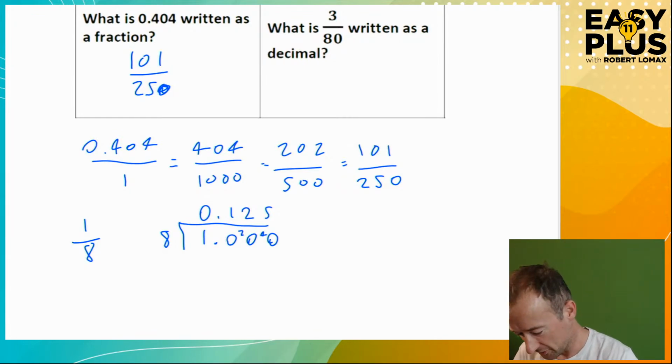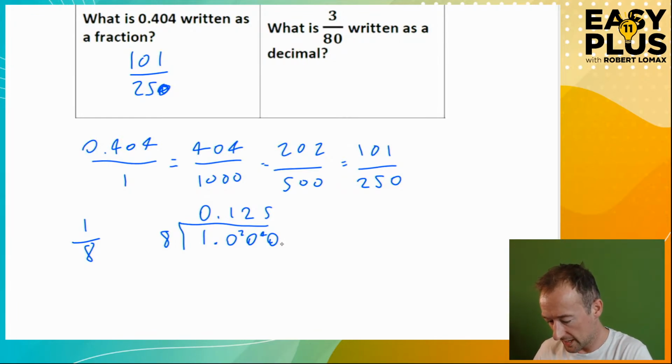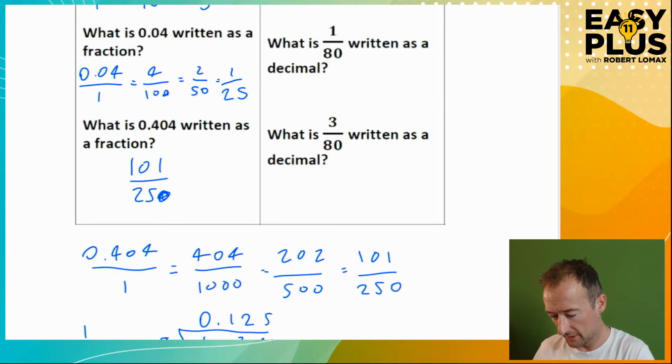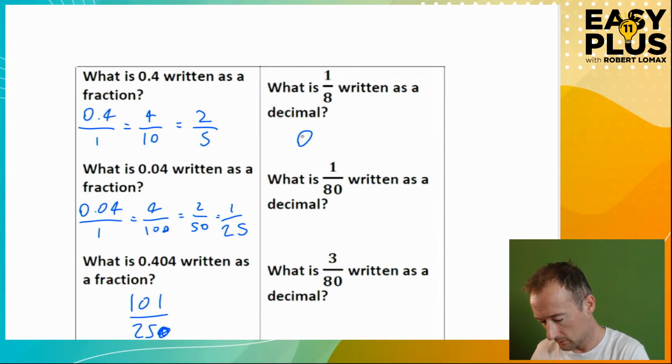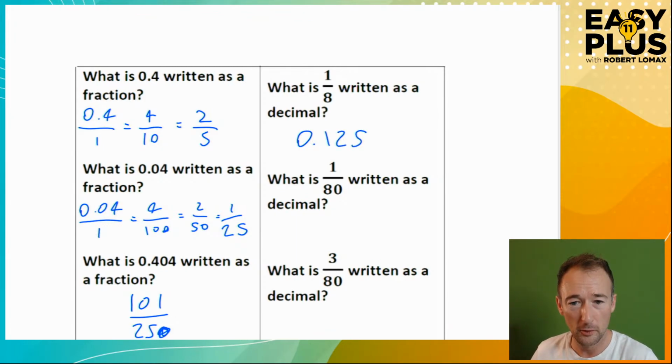Okay, so we've seen that 8 goes into 40 exactly 5 times, and there is no remainder. So that's where we stop. Okay, so we got 0.125, and that is the answer. 0.125, and there we are.